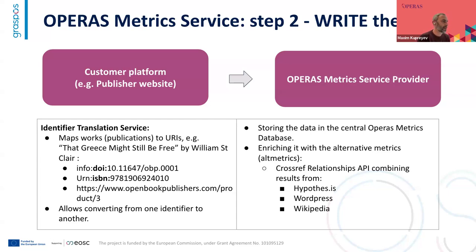So the task of the identifier translation service is to aggregate all URIs related to a work, and if necessary, to convert them from one to another. And once the data is in the central OPERAS metrics database, it is enriched with alternative metrics. It's also called altmetrics. The altmetrics within the OPERAS service is based on the Crossref relationships API, and it combines results from Hypothesis, WordPress, and Wikipedia on annotations and references.